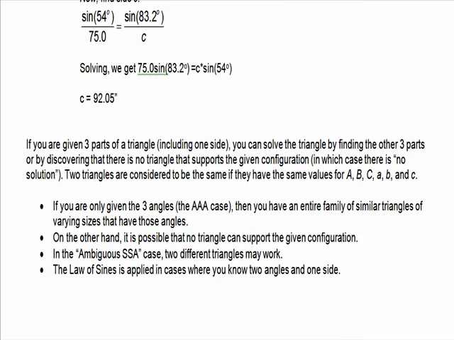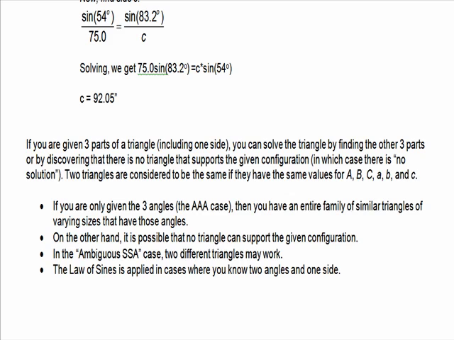So, a couple of comments, and then we're going to move on and take a look at another little bit of examples and an issue that comes up. So if you're given three parts of a triangle, and it has to always include one side or more, you can solve the triangle by finding the other three parts, or by discovering there's no triangle that supports the given configuration, in which case there's no solution.